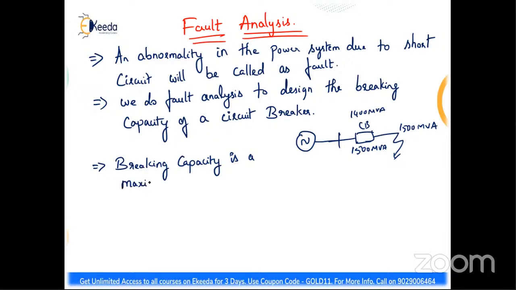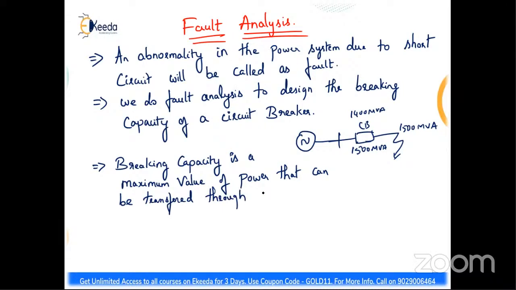Breaking capacity is a maximum value of power that can be transferred through the circuit breaker. Understood? Breaking capacity is a maximum value of power that can be transferred through the circuit breaker. Clear?